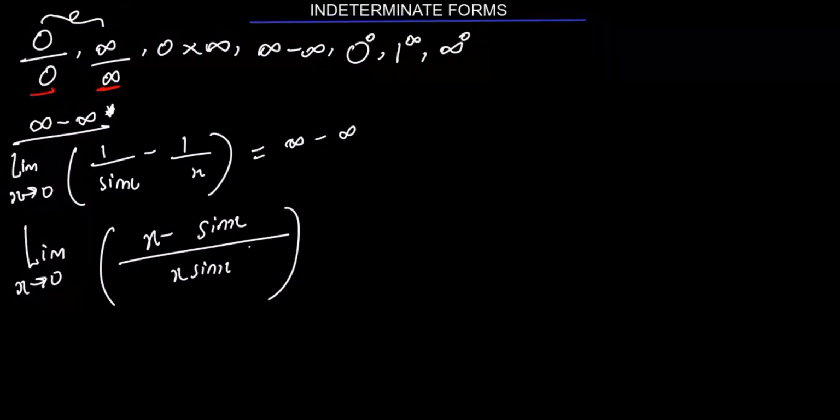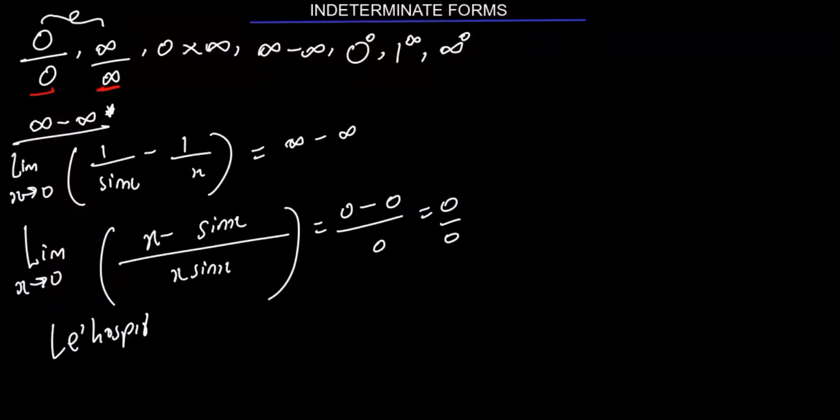When you simplify, substitute again. What will I have? 0. Sin 0 is 0. This is 0. 0 over 0, and that is l'Hospital rule. So by l'Hospital's rule, what will you do from here? Remember, differentiate each term. Now let's go.